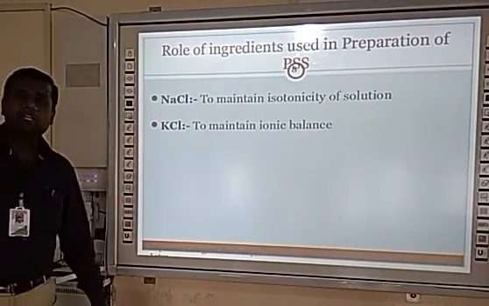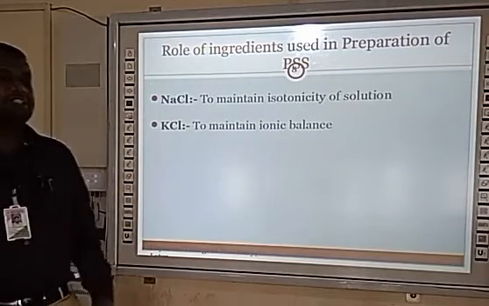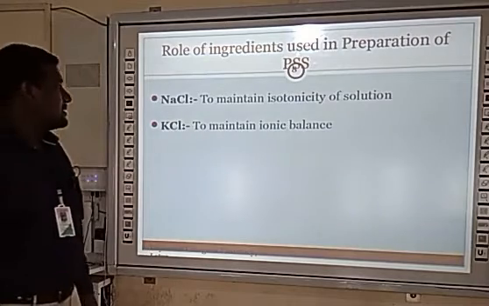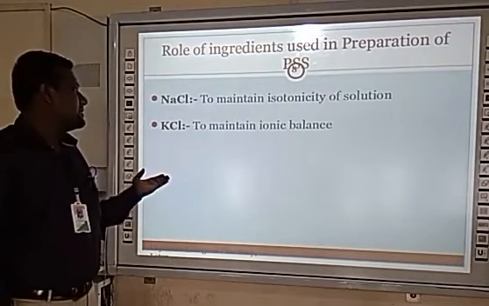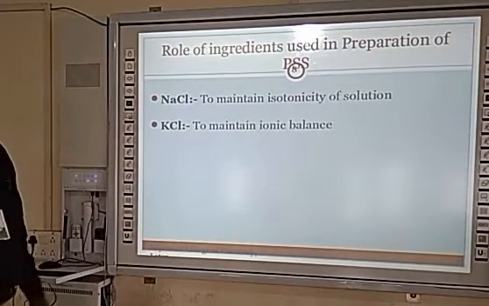To maintain ionic balance. So potassium chloride produces relaxation of the heart, then neurotransmission, as well as it maintains the ionic balance. Okay, so that is the role of potassium chloride.